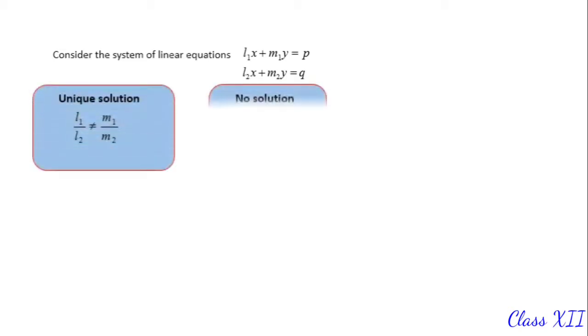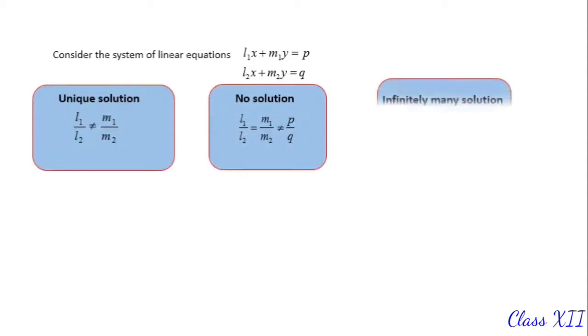Take a look at the system of linear equations: l1x plus m1y is equal to p, and l2x plus m2y is equal to q. This system of equations can have a unique solution, no solution, or infinitely many solutions. Let's discuss the case where the system has a unique solution, which means the condition is l1 by l2 not equal to m1 divided by m2.